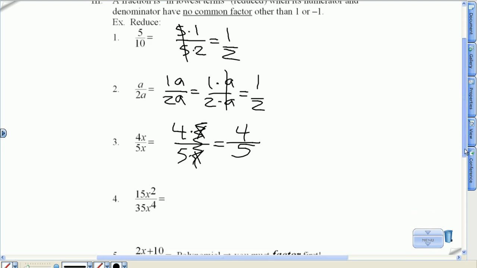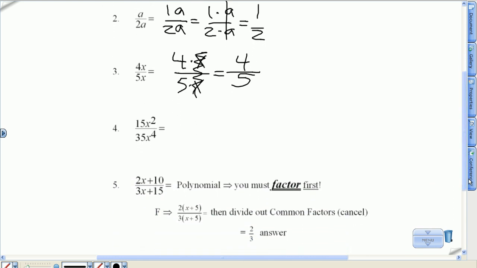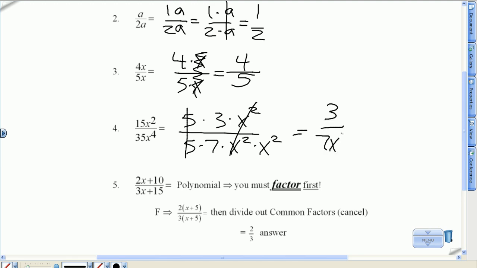Now, this is a little bit more complicated, isn't it? 15x squared over 35x to the 4th. How about 5 times 3 times x squared over 5 times 7 times x squared with an x squared left over. 5 times 3 times x squared is 15x squared. 5 times 7 times x squared is 35x to the 4th. Boom, boom. You're left with 3 over 7x squared.